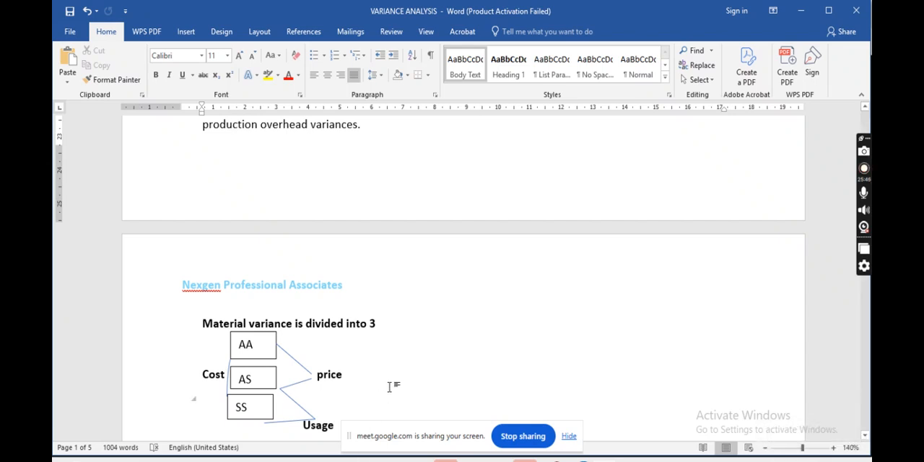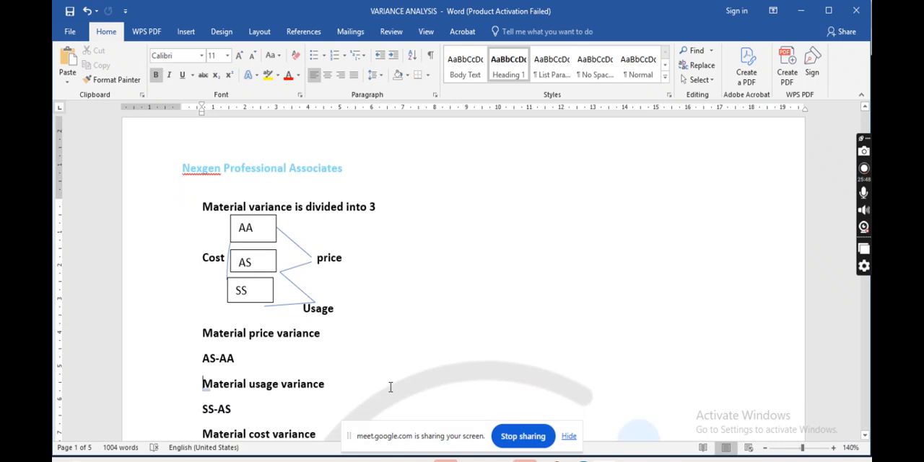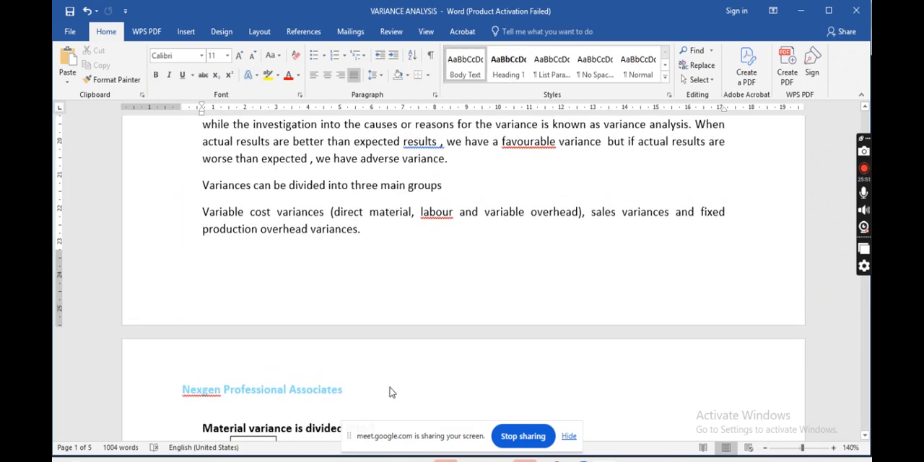So we move ahead after the material. Don't forget that the variance is divided into material, labor, variable, sales, and fixed. We have picked the material. Please, the person should mute his mic.